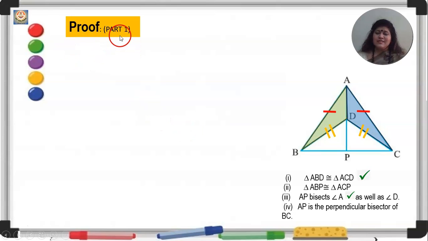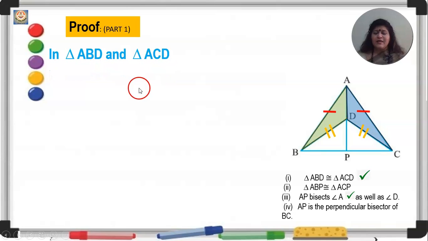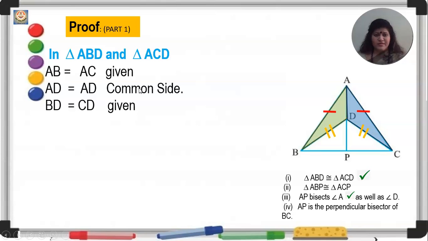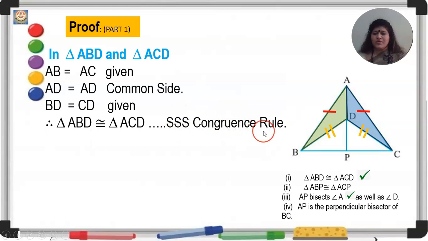So proof, that is the first part. Name the 2 triangles that you're taking and write down the parts that are congruent. AB congruent to AC, it is already given. AD is congruent to AD, it's a common side. And BD is congruent to CD, it is given. Therefore, these 2 triangles will be congruent by which congruence rule? SSS congruence rule, right? So till here it is very easy. So I've put a tick mark saying that this is already proved.